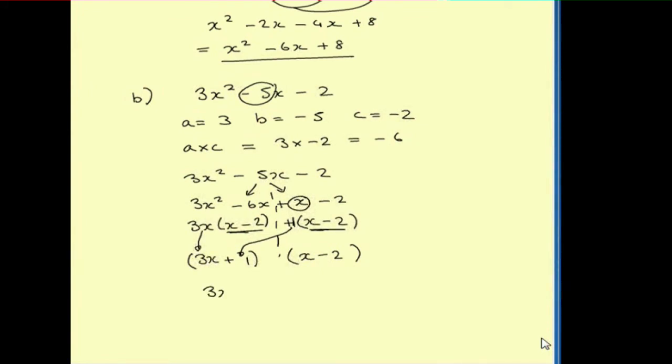So we get 3x squared minus 6x plus x minus 2, so that makes 3x squared minus 5x minus 2, so we've factorised it correctly.